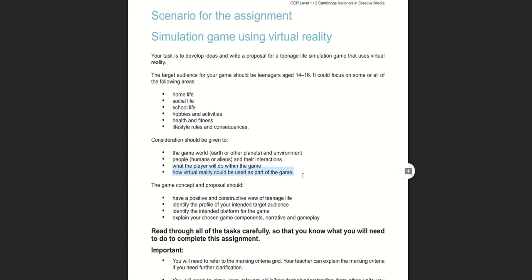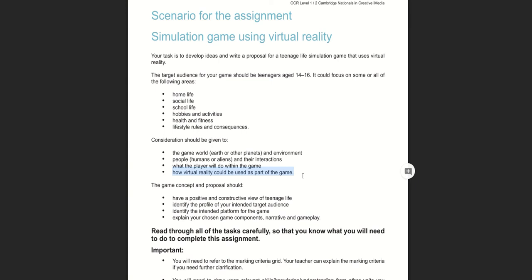Now, when it's talking about virtual reality, that could be augmented reality. It could be that you are proposing a game that you play on a console but has some sort of camera based phone app, which you can use to help you score points when you're out and about in the real world. Equally, it could be something that requires specialist equipment. You could maybe need an HTC Vive or something in order to really get the proper game experience.